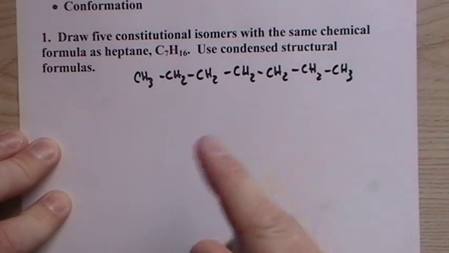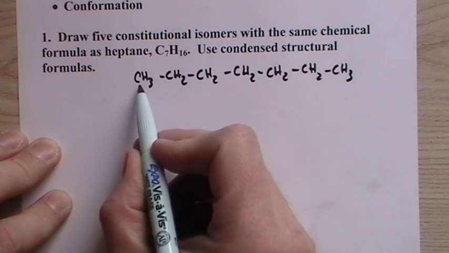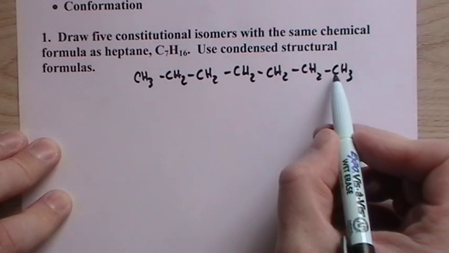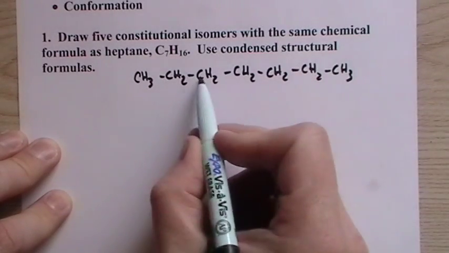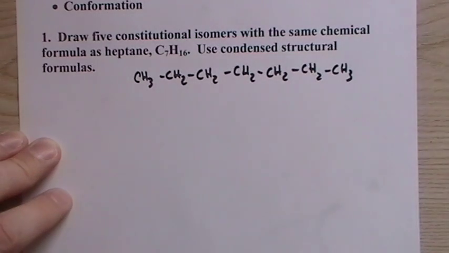Now, the bonding scheme here, we can see that the carbons on the ends are only bonded to 1 carbon. Each of the carbons in the center here, each of them is bonded to 2 carbons, all the way down the line. Now, what we want to do is create a different structure.